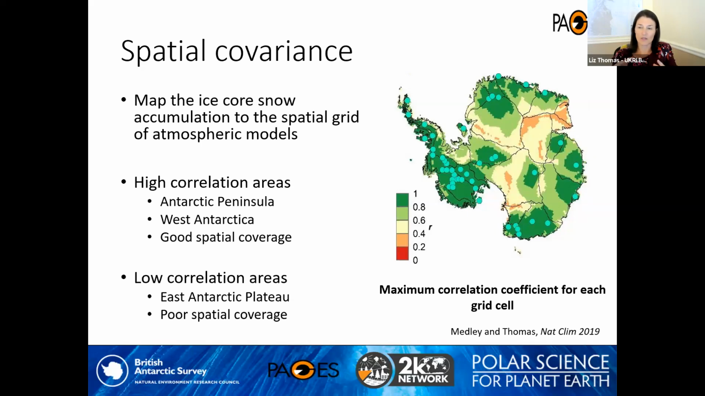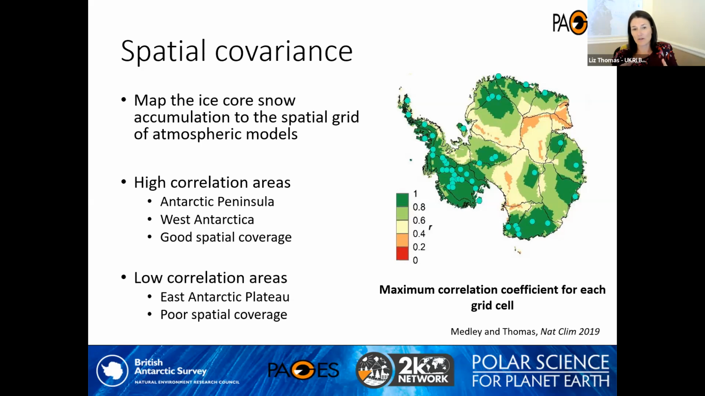But with the ice cores, we're then able to extend this further back in time so we can see how these changes occur. And so what we're looking at here is just the spatial variance. So we're looking at where the ice cores, so the areas in green, are where there's a really good high correlation between what the snow accumulation records are telling us and what the models are telling us. So there's really good spatial covariance between those.